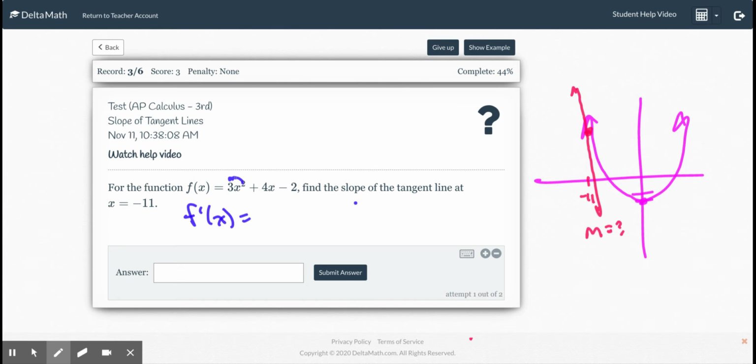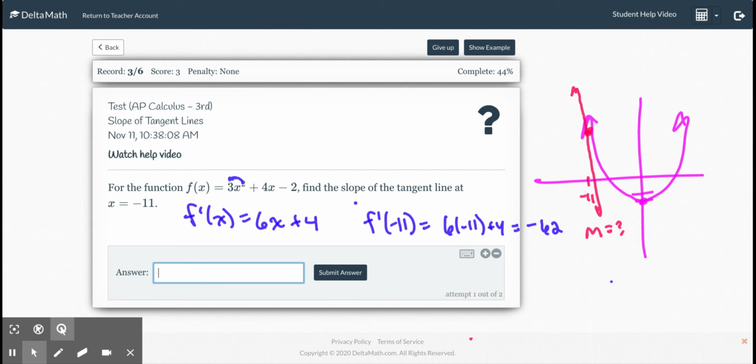That becomes 2 times 3, which is 6x, subtract 1 from the power, so 6x to the first power, just 6x, plus 4, right, because the x drops off, and then the derivative of -2 is just 0, so that goes away. And then we just plug in -11, so f prime of -11. So it's just 6 times -11 plus 4, -66 plus 4, which is -62. So an extremely negative slope, which is kind of what I have drawn there. That makes sense, right? -62 slope. So that is going to be our answer.